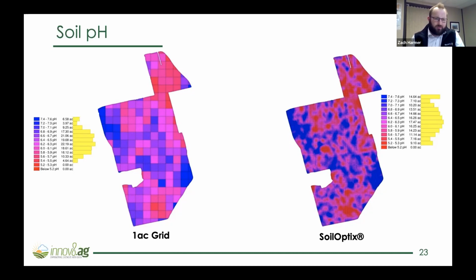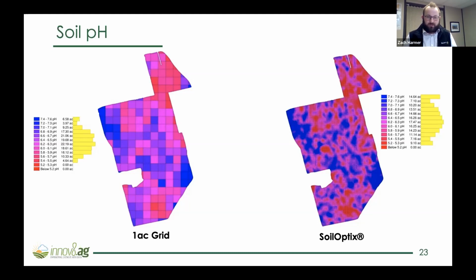So you can look at, there was a 1 acre grid that was done on this field, which, let's be honest, is fairly granular for grid sampling. All right. And then when you look at the SoilOptix piece to the right, you can see that it's even further defined, right? There's more information that we can gather and really unlock within this field. Really, the ranges are fairly similar, roughly from about 5.2 to 7.6 pH, right? Across that whole field.